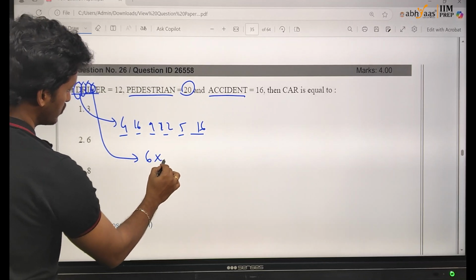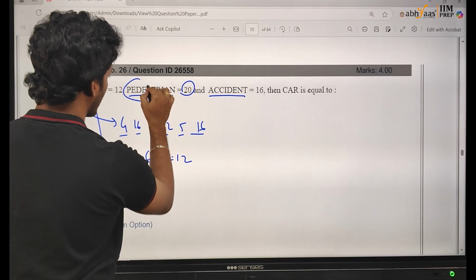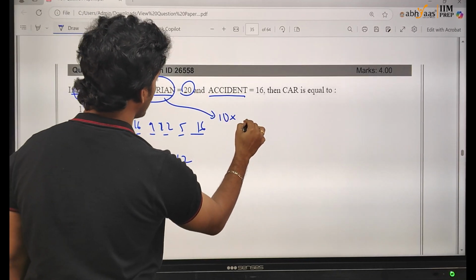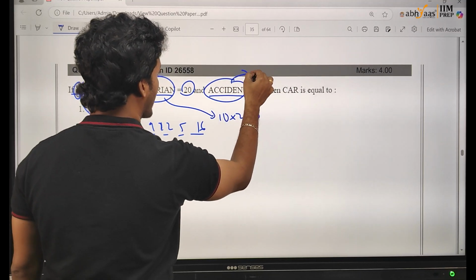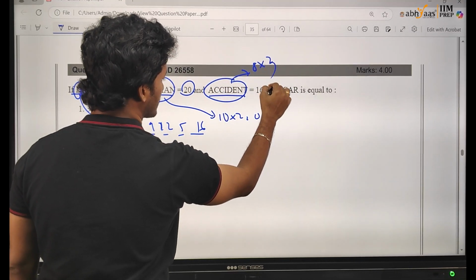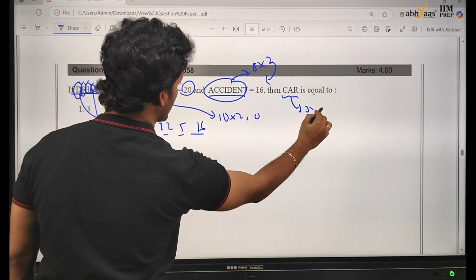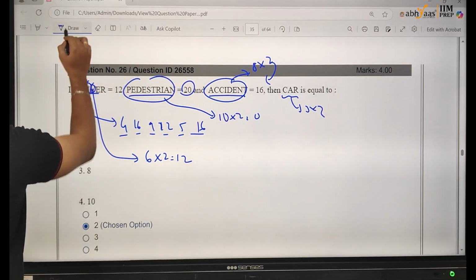6. So 6 twos are 12. Pedestrian, I have 10 letters here. So 10 twos are 20. Accident, it has 8 letters in that. So 8 into 2, 16. So car has 3 letters in that. So 3 into 2, 6. 6 is the right answer.